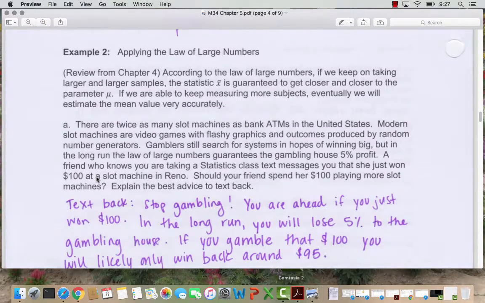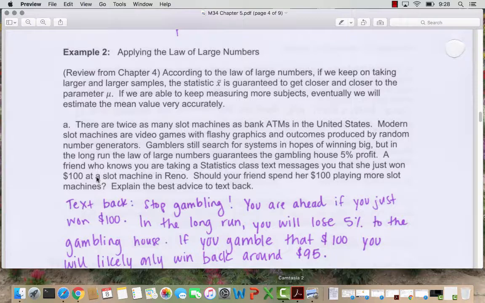Example 2, we're thinking about how we apply the law of large numbers. So remember back from Chapter 4, according to the law of large numbers, if we keep on taking larger and larger samples, the statistic x bar, that's our sample mean, is guaranteed to get closer and closer to the population parameter mu. So that's our population mean. If we are able to keep measuring more subjects, eventually we will estimate the mean value very accurately.